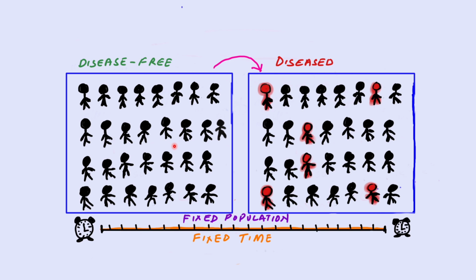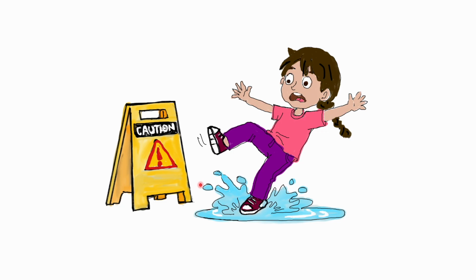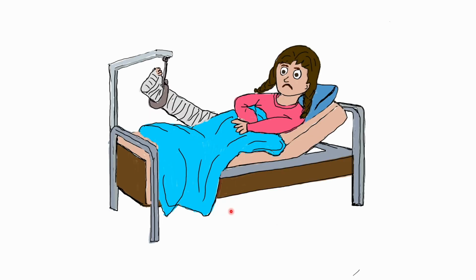Cumulative incidence expresses the risk of contracting an illness in a given population within a fixed period of time. So what is risk? Risk is the probability of a negative or undesirable event occurring. It exists whenever uncertainty is involved. For example, there is always a risk of falling when the floor is wet, but you can't predict the exact outcome. It might result in a minor stumble or a severe injury, such as a fracture.